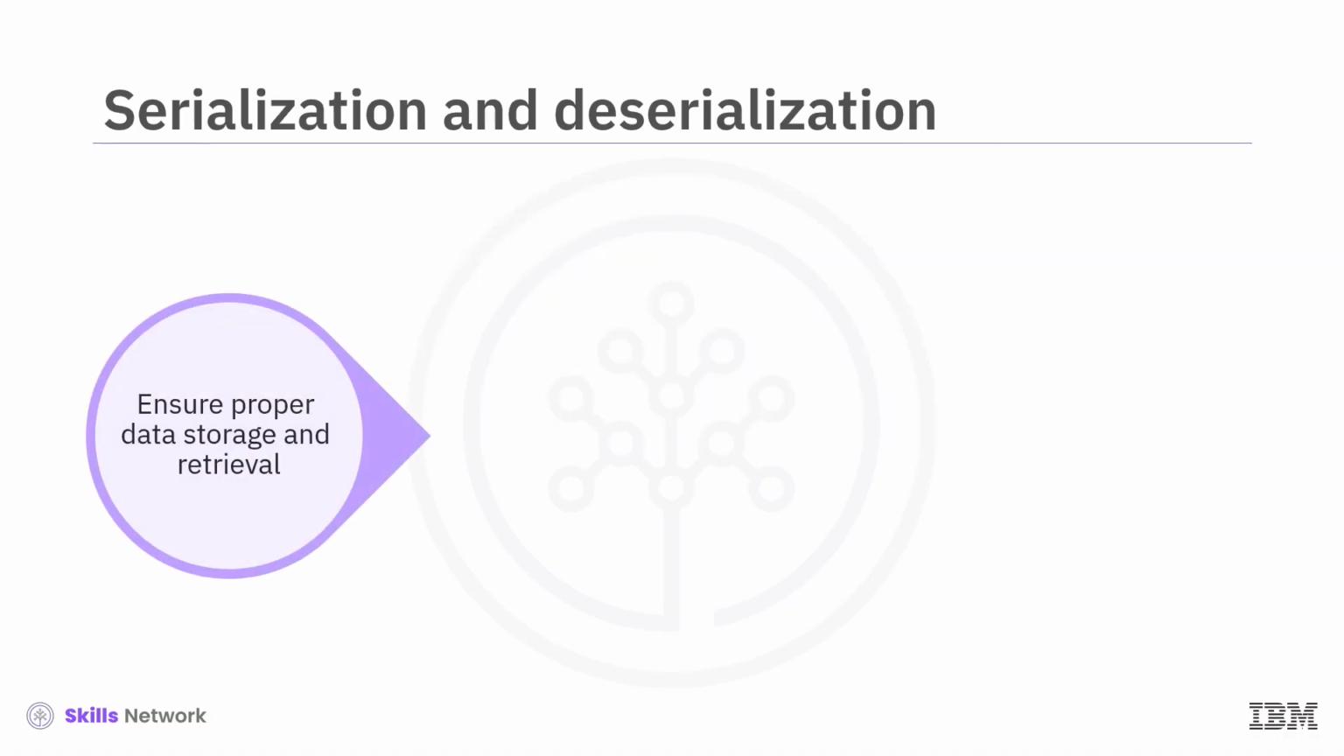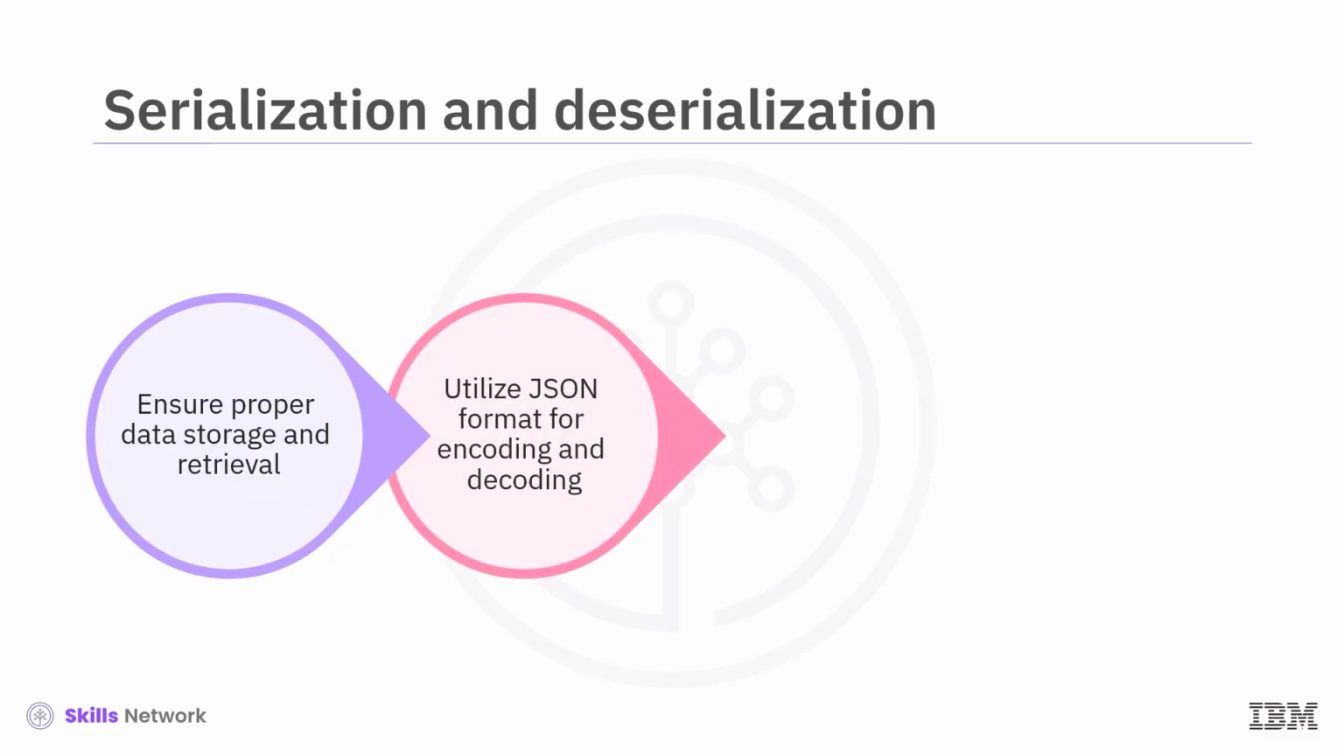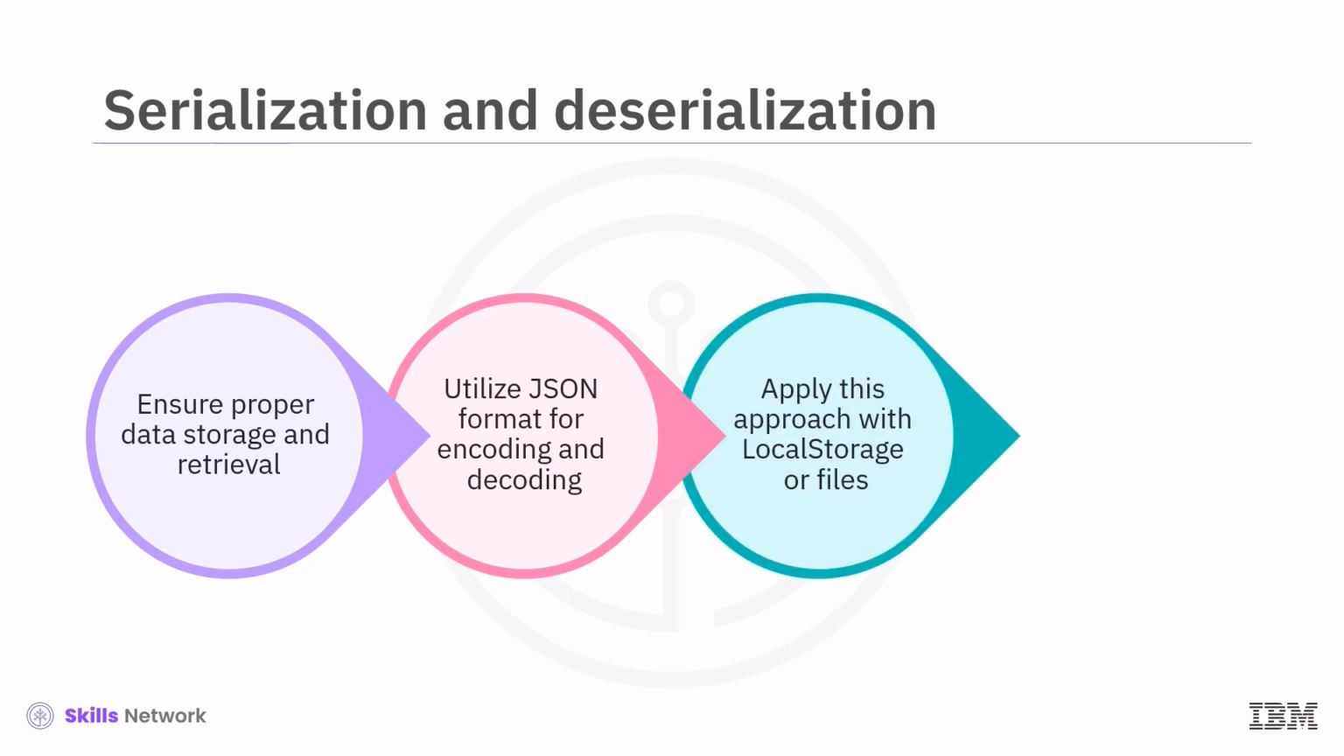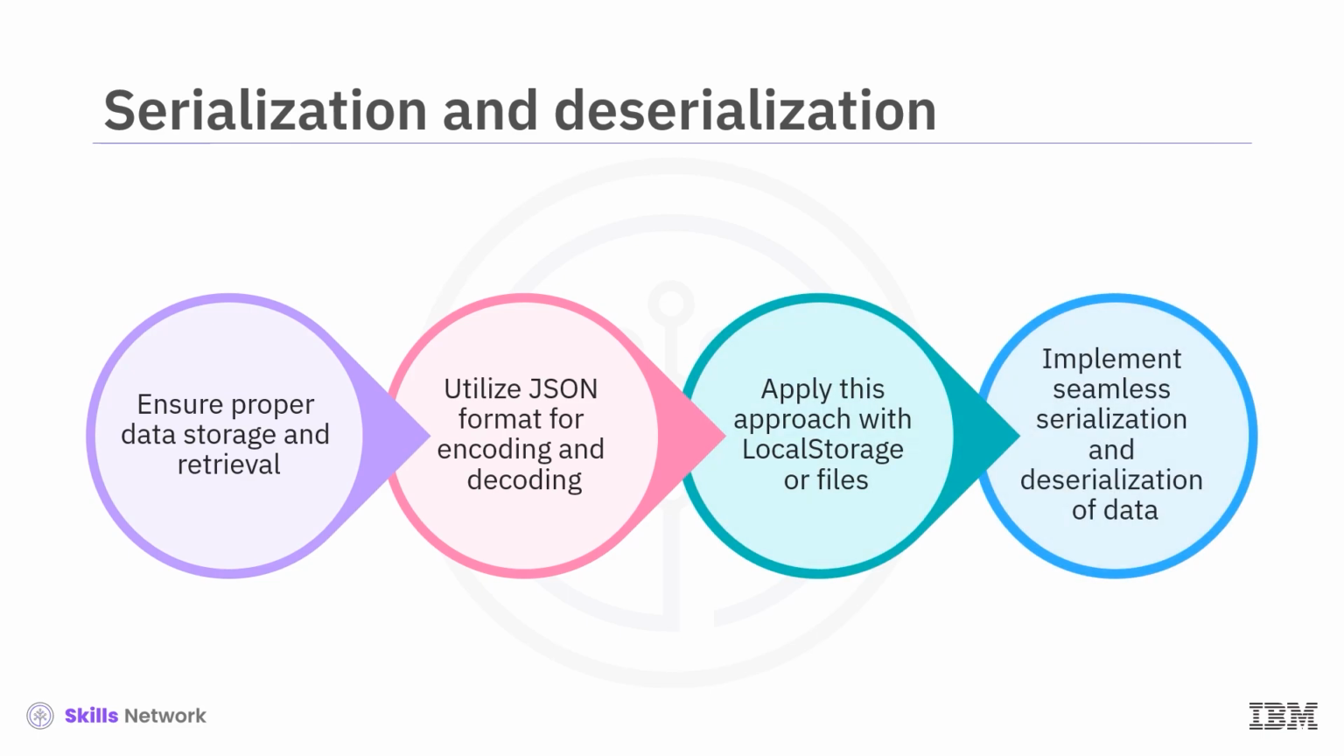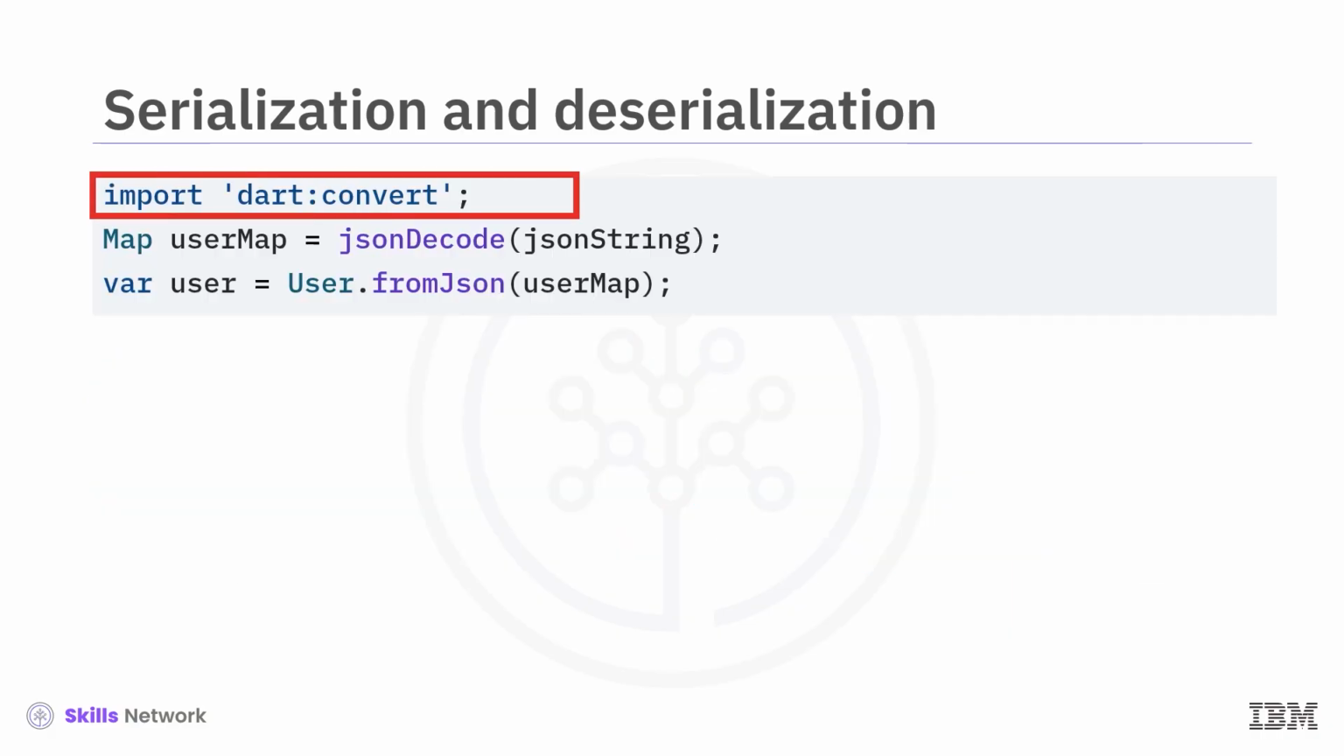Proper data storage and retrieval are essential when working with complex data structures. One effective approach is to encode and decode data in JSON format. This process is particularly useful when utilizing methods like local storage or when dealing with files, as it allows for seamless serialization and deserialization of your data. This line imports the Dart convert library, which provides functions for encoding and decoding data in various formats, including JSON.